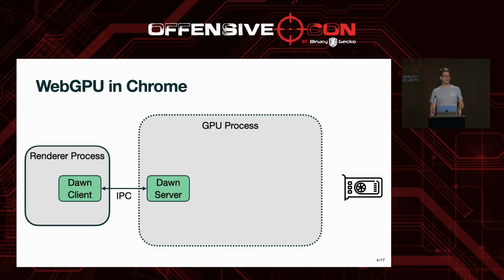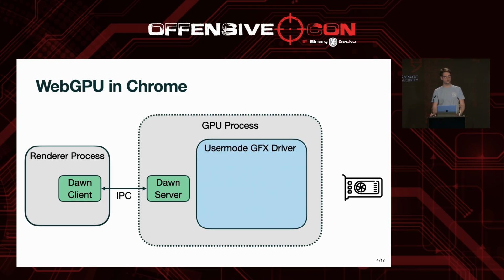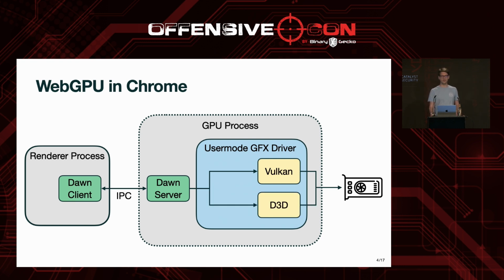Of course, the Dawn server is also not directly accessing the GPU, but we have to introduce one more entity here, which is the user mode graphics driver, which acts as a gateway between the Dawn server and the GPU. There are, of course, also some kernel components involved, but we'll not see them today. User mode graphics drivers expose some kind of interface, and on Android this interface is called Vulkan, whereas on Windows this interface is D3D.